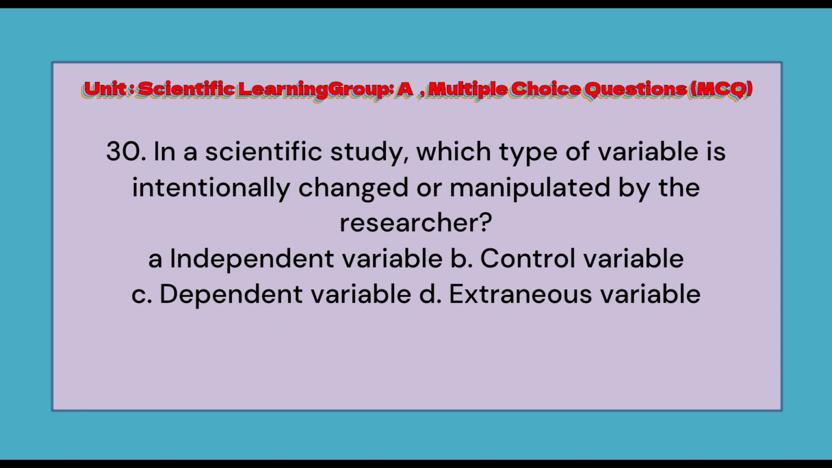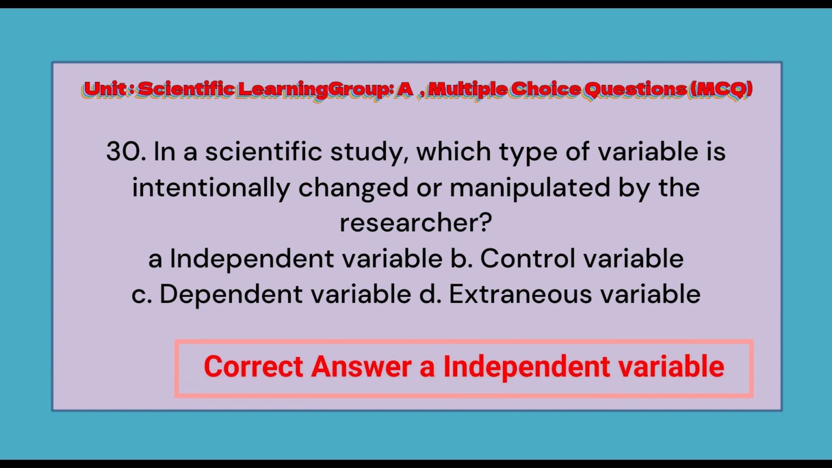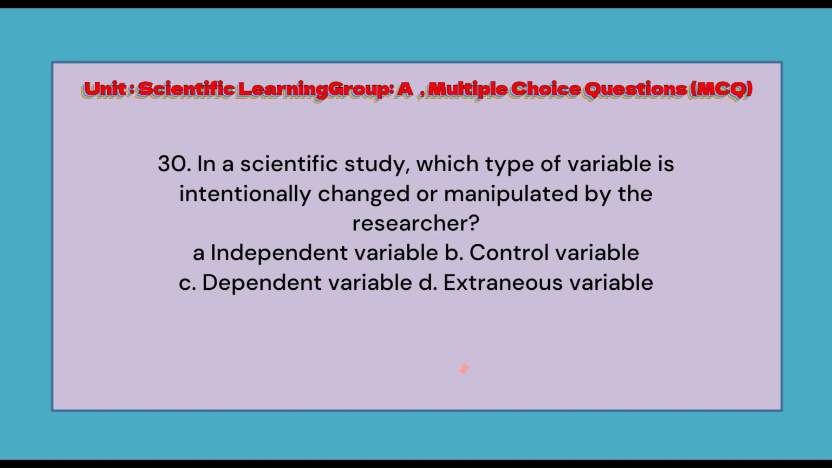30. In a scientific study, which type of variable is intentionally changed or manipulated by the researcher? A. Independent variable. B. Control variable. C. Dependent variable. D. Extraneous variable. Correct answer. A. Independent variable.